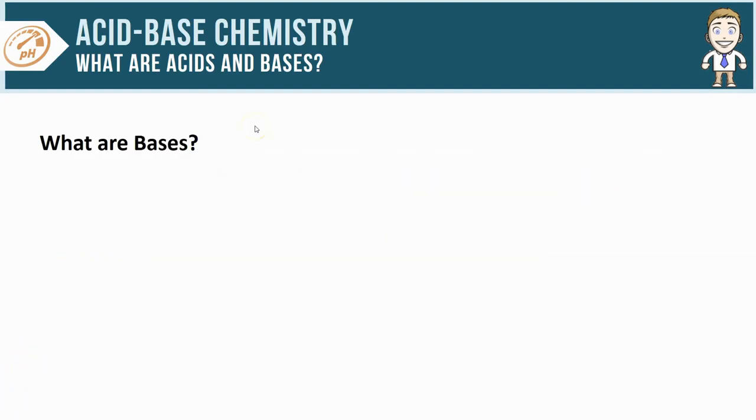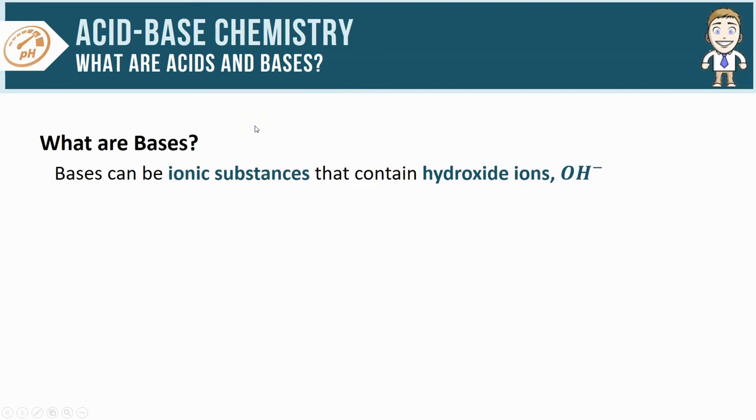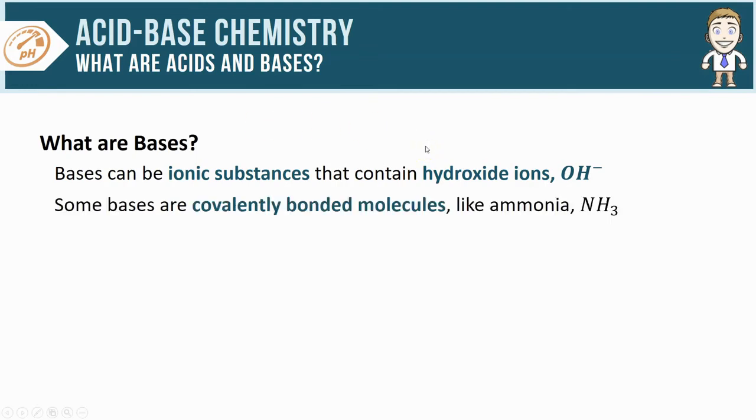Now let's switch and talk about bases. Bases are a little bit different. They can be ionic substances that contain a very special ion called the hydroxide ion, OH-. We will also see some bases that are covalently bonded molecules, just like the acids. Examples of this commonly contain the element nitrogen and might look something like ammonia, NH3.